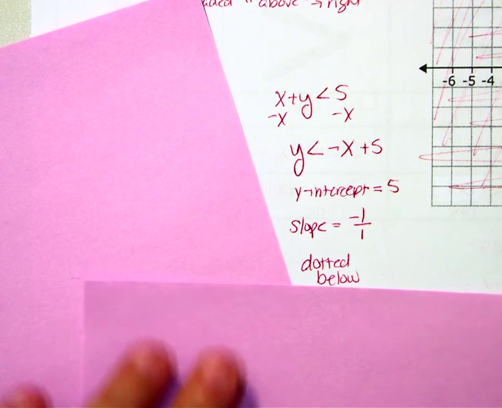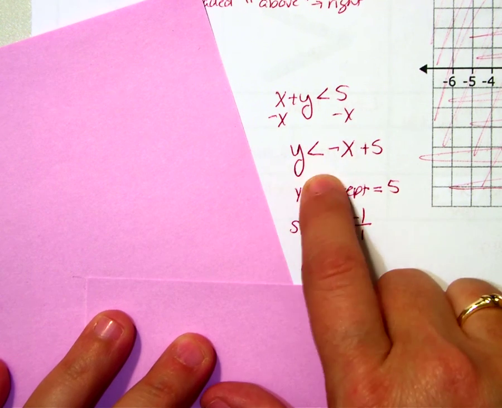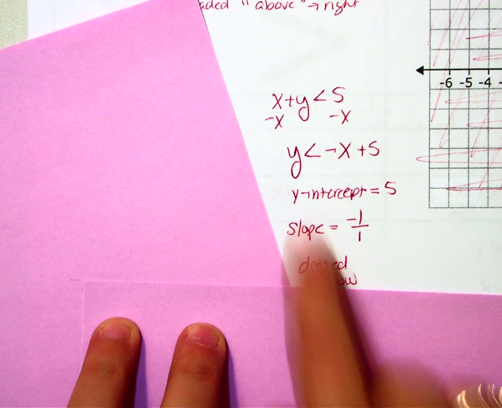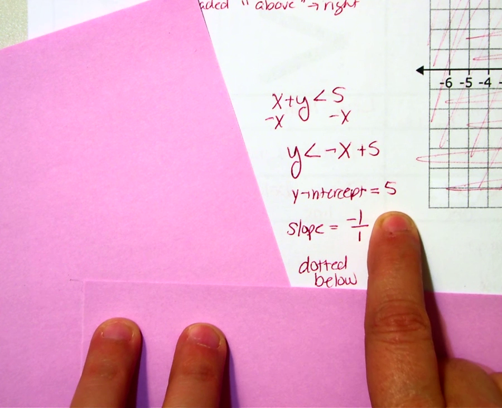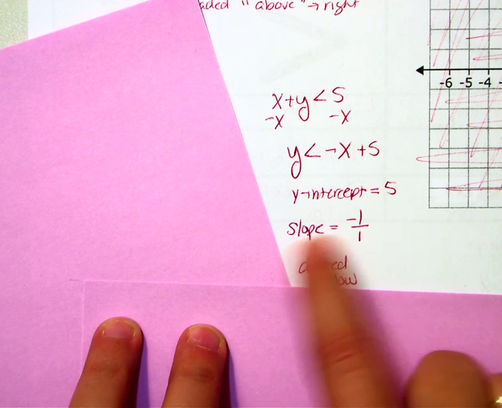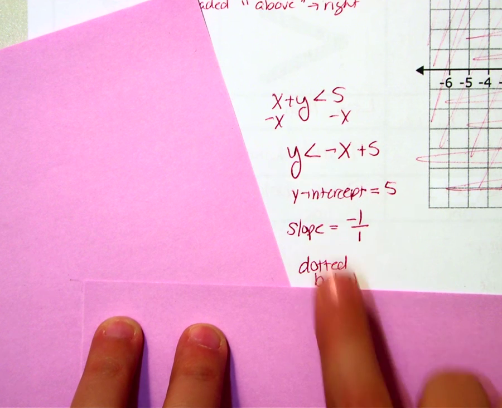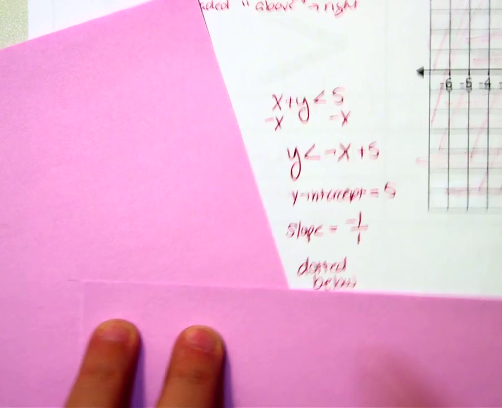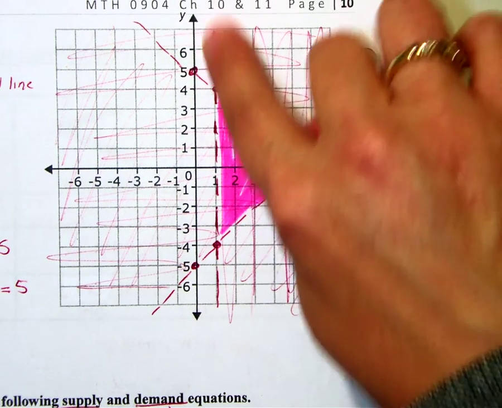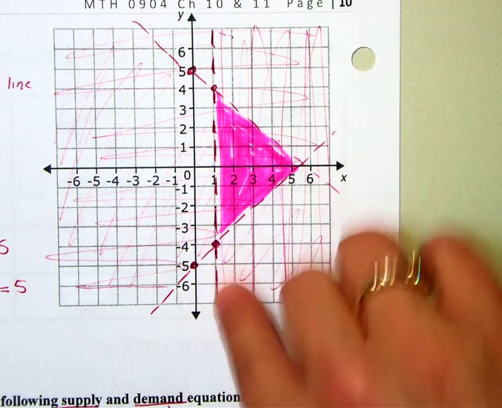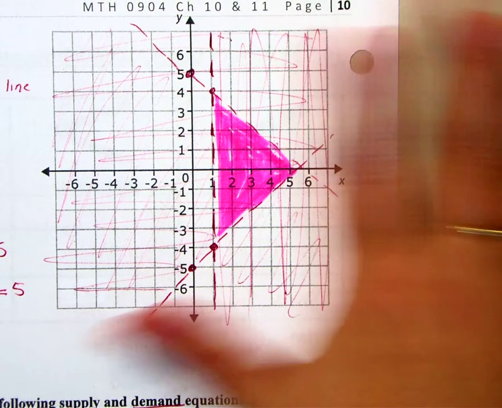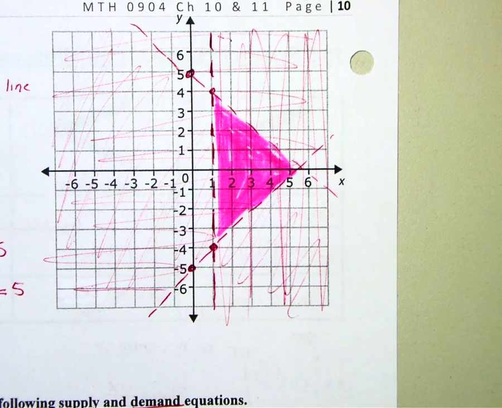The second equation that we're going to be doing is x plus y is less than 5. So move x over, so we have y is less than negative x plus 5. Y is positive, so I don't have to worry about reversing the inequality. So my y-intercept is 5. And my slope is negative 1, which means that when I write it, it will be negative 1 over a positive 1. It will be a dotted line because there's no equal sign, and I will be shading below. Dotted and shaded below.